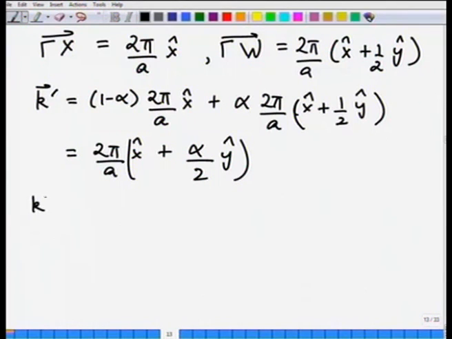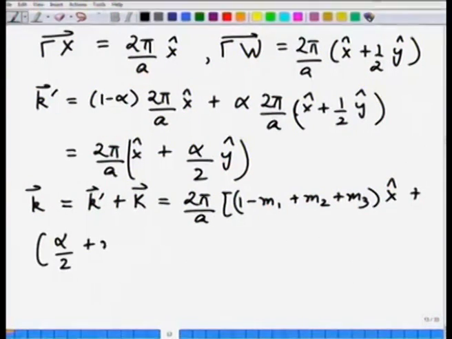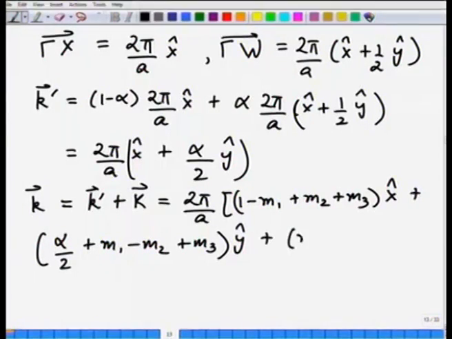And therefore, I can now write the k vector. This k vector is equal to k prime plus the k vector, and since we already know the k vector, we can add it up and you will get 2 pi by a times (1 minus m 1 plus m 2 plus m 3) x hat, plus (alpha by 2 plus m 1 minus m 2 plus m 3) y hat, plus (m 1 plus m 2 minus m 3) z hat as this vector.